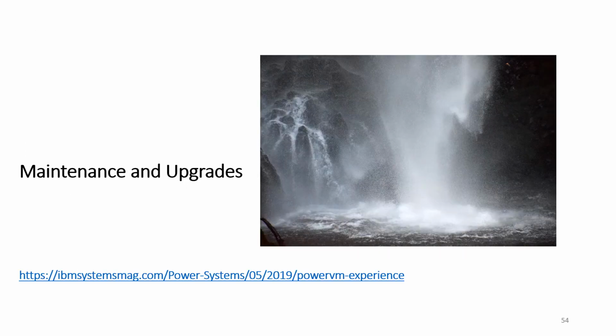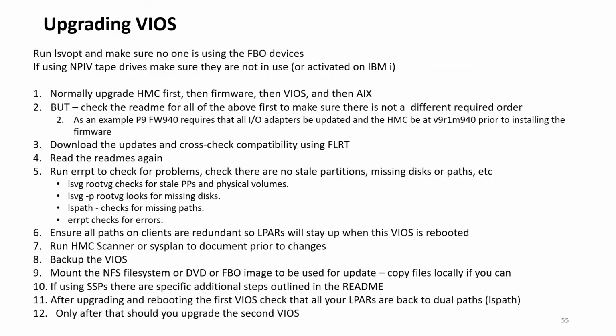So in this next section, we're going to look at doing maintenance and upgrading your VIOs. One of the first things you need to do when upgrading a VIO server is run lsvopt. Make sure nobody has any of the file-backed optical devices mounted. Also, if you're using NPIV tape drives, you need to make sure they're not in use. It's very common in an IBM i environment to have those tape drives in use, so you need to make sure that they're not activated on the IBM i LPARs and that no one is using them.